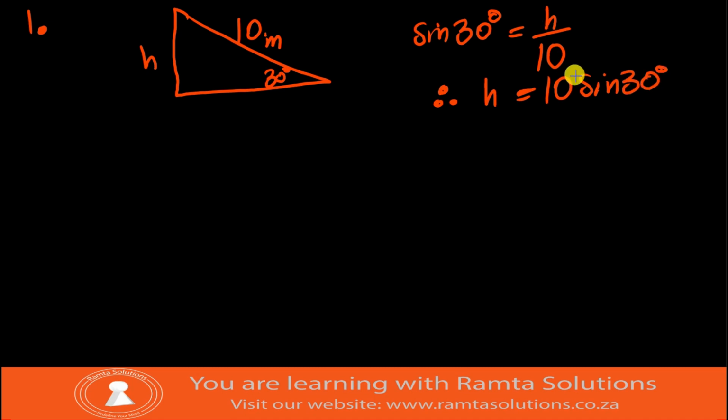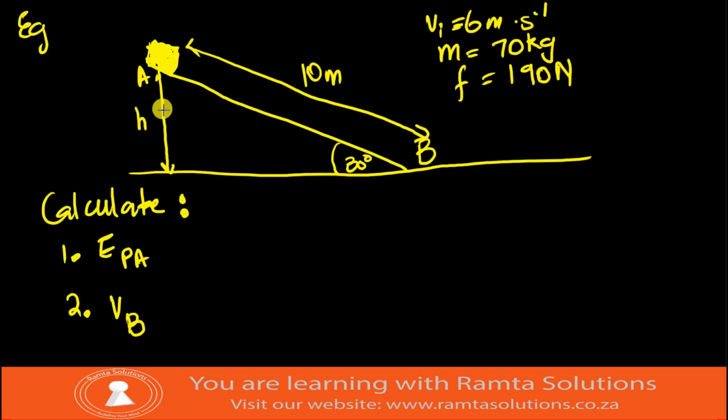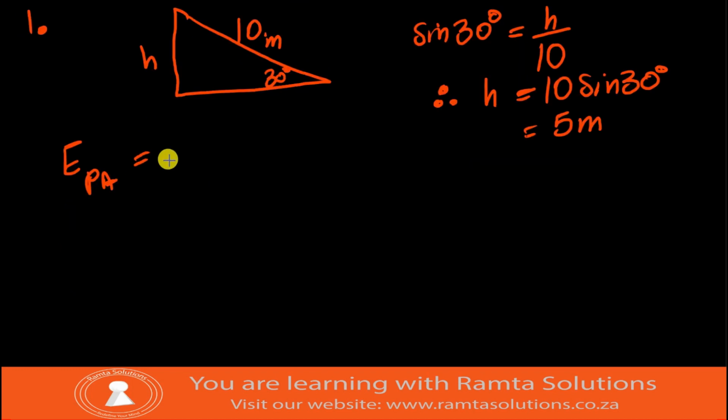I think you can say this is 5 meters, right? Because sine 30 is half. Now, you are looking for potential energy at point A. What is potential energy at point A? It's mgh, right? Potential energy is mgh at point A, of course.